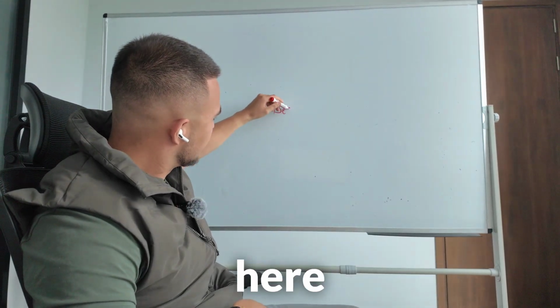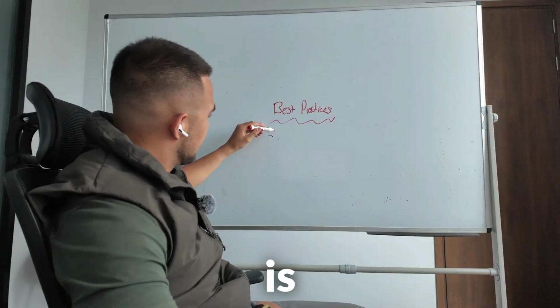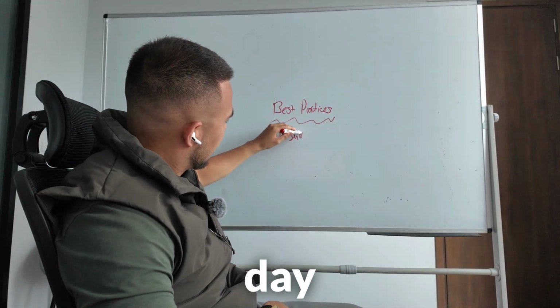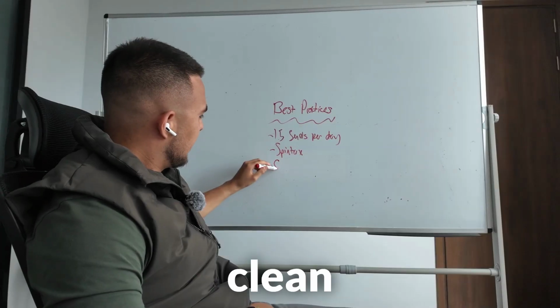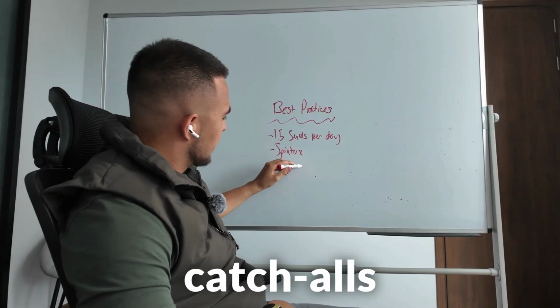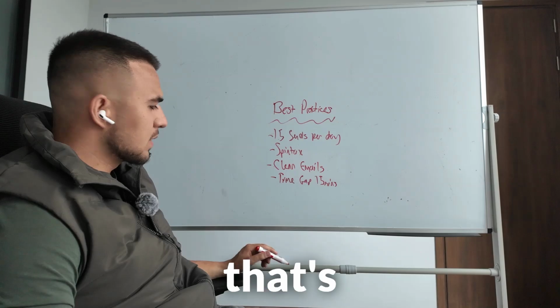I'll write them down for you here so you can write them down. Just change the pen up. Best practices: 15 sends per day, per inbox. Spintax, clean emails, so get rid of actuals. Time gap in between each email, 15 minutes. I think that's pretty much it, really.